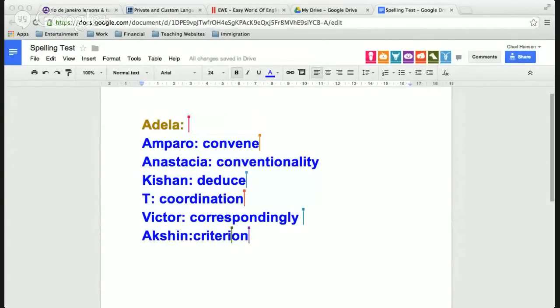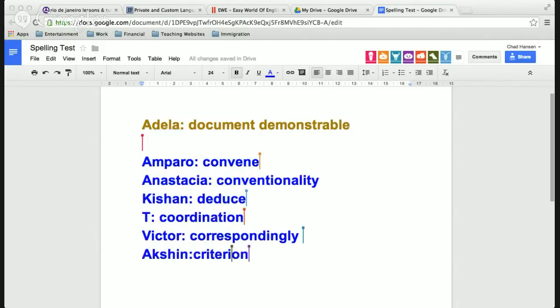All right, Adela, your word is, let's see here. Okay, let's go to document. The word is document. Is that easy? Yes. Okay, do you want a hard one? No. Okay. All right. Because I had skipped over demonstrable. Demonstrable. So, there you go. Good. Okay, nice and easy. Very good. Nice job.